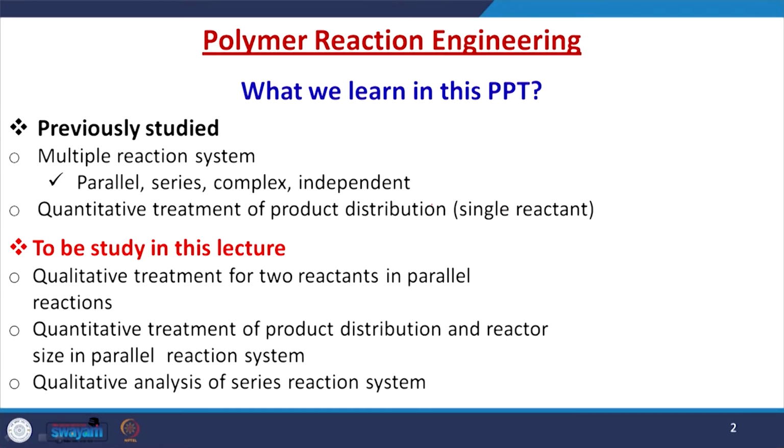Now, in this particular lecture, we are going to discuss the qualitative treatment for two reactants in parallel, because this is one of the most common tools in all kinds of reaction engineering concepts, especially polymer as well as chemical reaction engineering. Then we will discuss the quantitative treatment of product distribution and reactor size in parallel reaction system. We will discuss the qualitative analysis of series reaction system. So, all these things we will try to cover in this particular lecture.